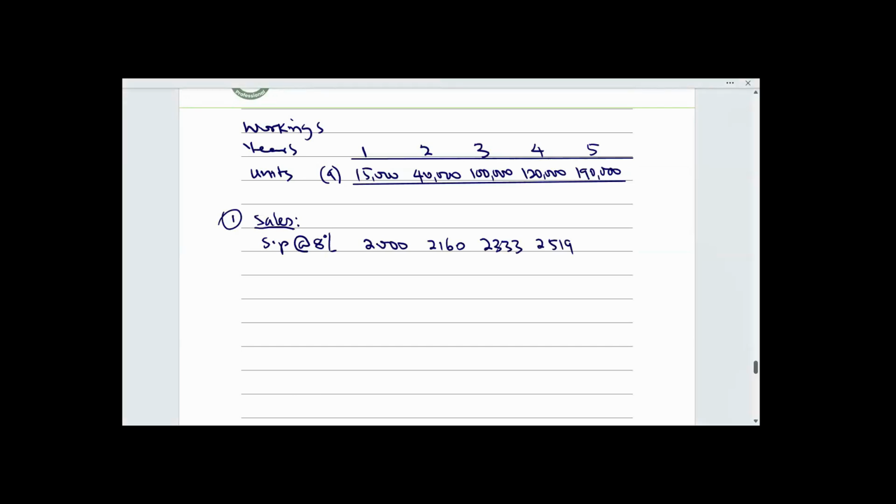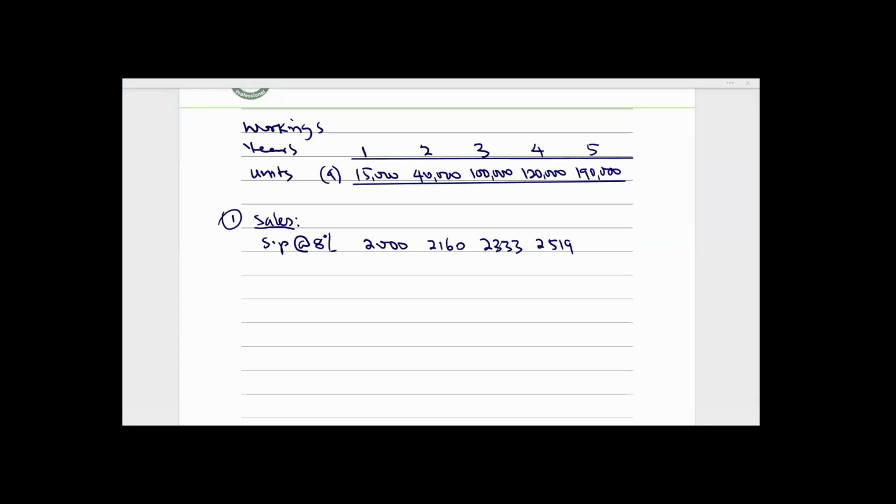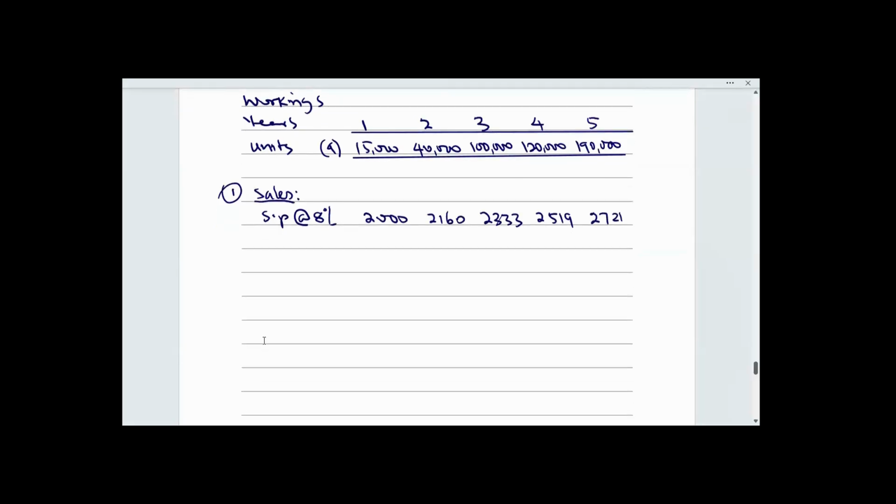Again, what you still have in your calculator, multiply by 1.08, equal 2721. With this, I've inflated the selling price.